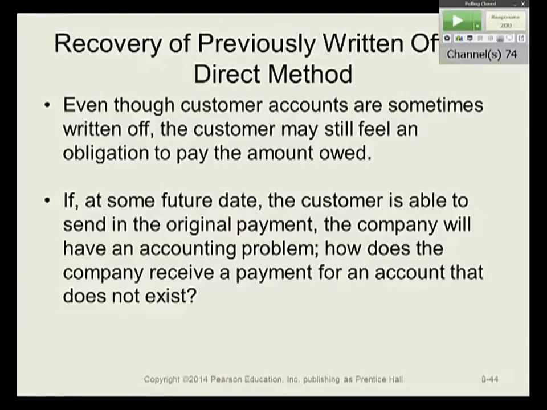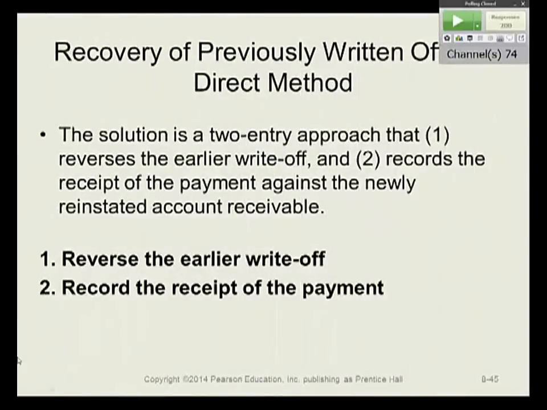You just wait. Sometimes you do recover. And when you recover a bad debt, it means that the customer comes back to you and says, you know what, I can pay this, and I could pay some of it. And when you do that, you have two entries to make. The first entry reverses the write-off, and the second entry records the cash receipt. So the question now is, how do you handle a customer whose account you've written off but now comes back to pay you? Two things.